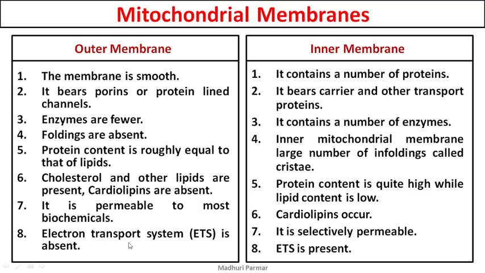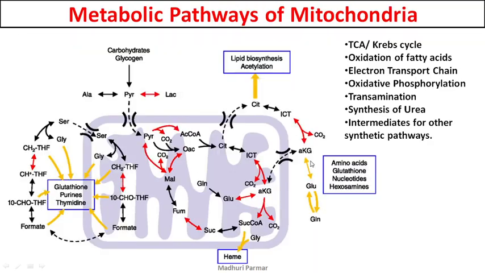And the last part is that the electron transport chain or electron transport system is absent on the outer membrane while it is present in the inner membrane. If you have any more differences, please feel free to add to it. Okay. Right. Now there are many metabolic pathways which occur in the mitochondria.